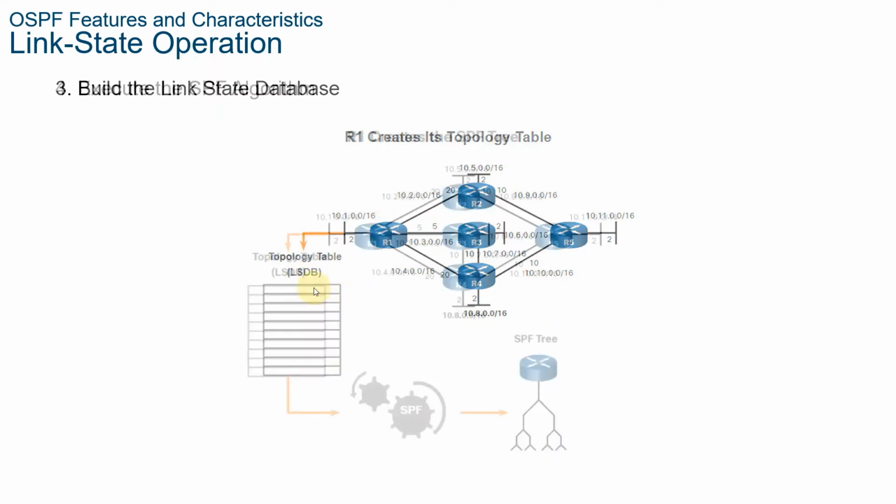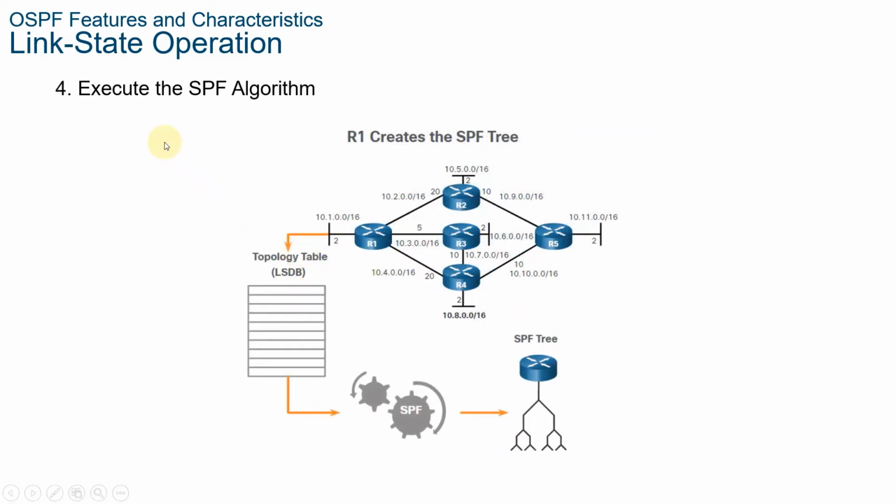All right. The next step is that the router will execute the SPF, or the shortest path algorithm, also known as Dijkstra's algorithm. Routers then execute this SPF algorithm. The gears in the figure for this step are used to indicate the execution of the SPF algorithm. The SPF algorithm creates the SPF tree.